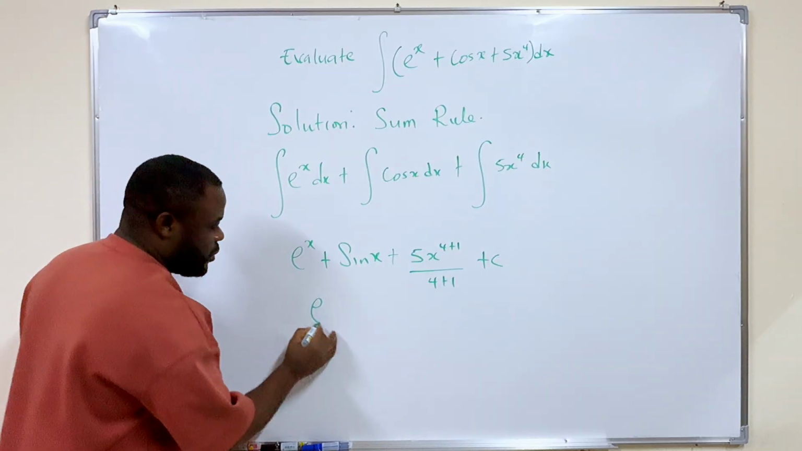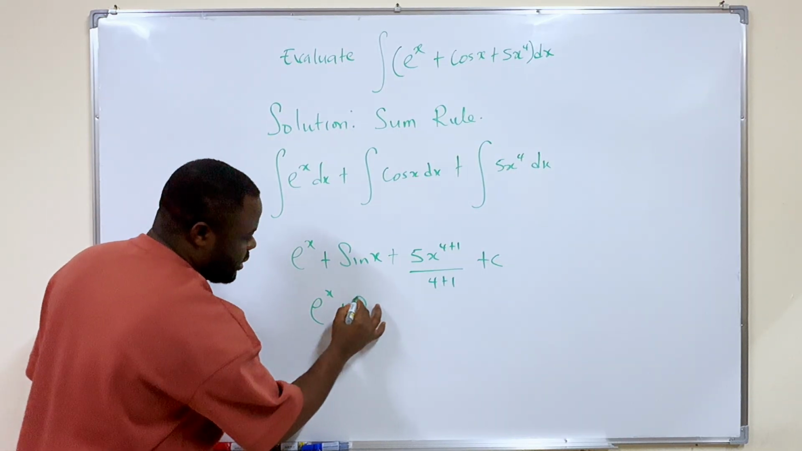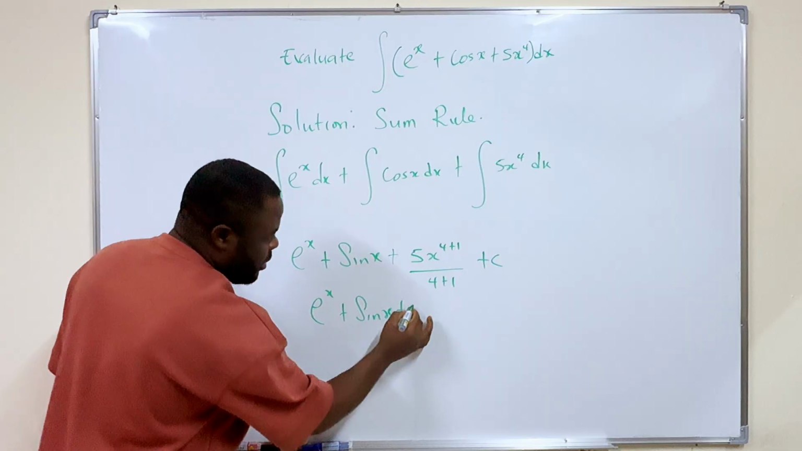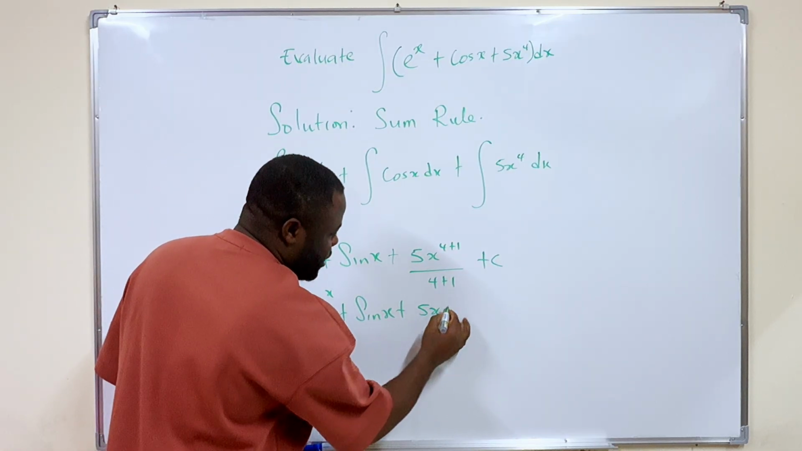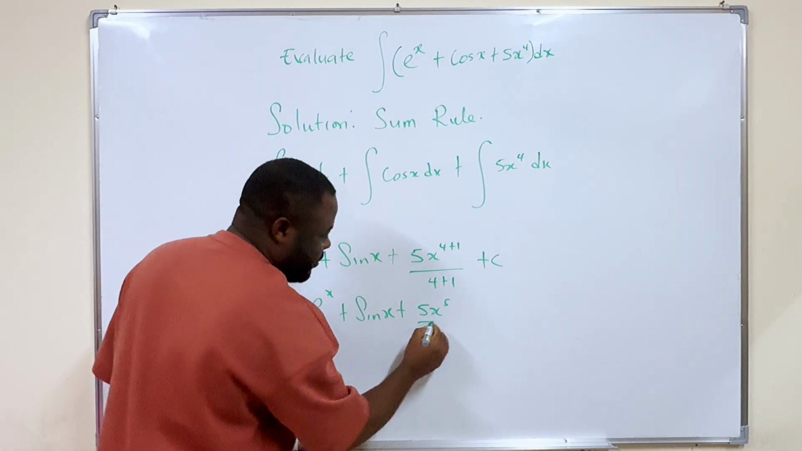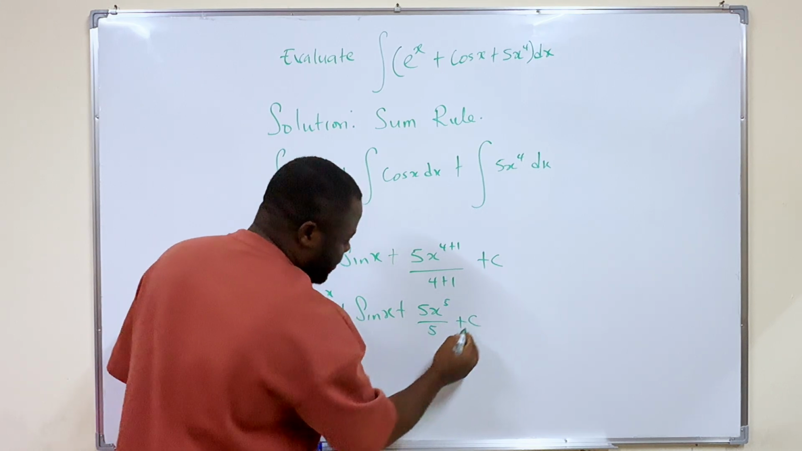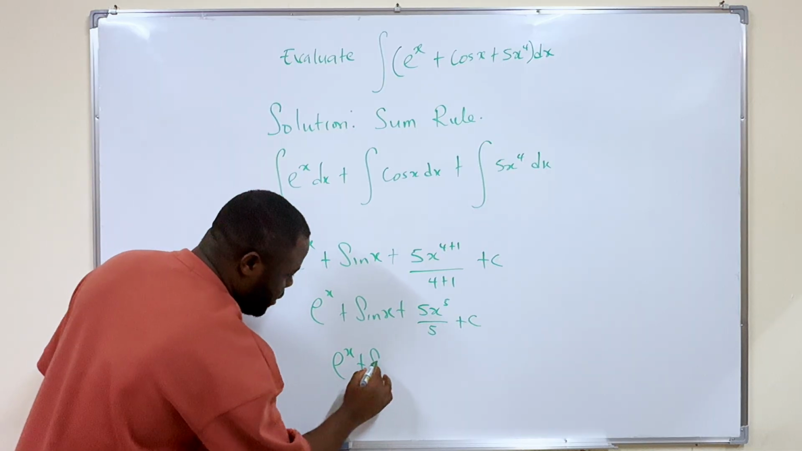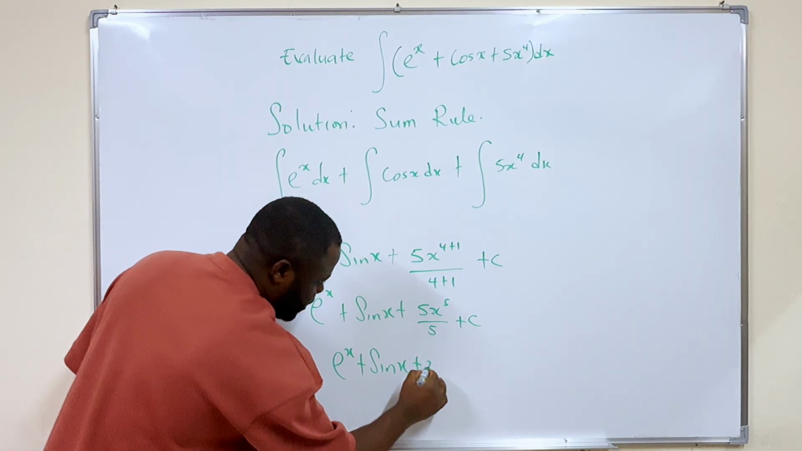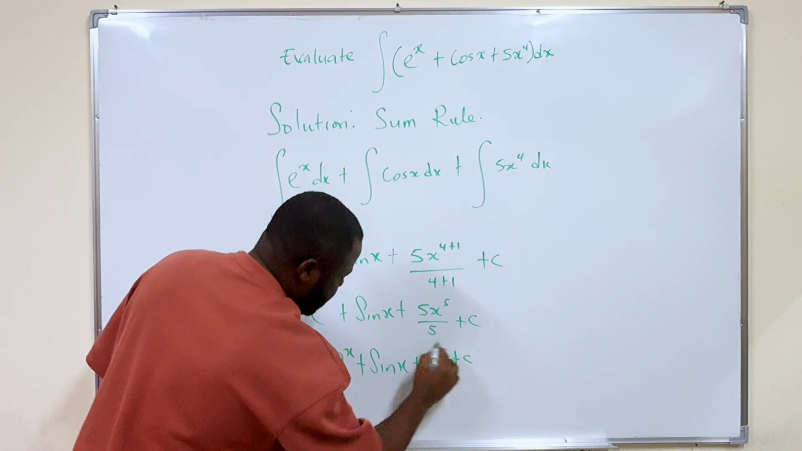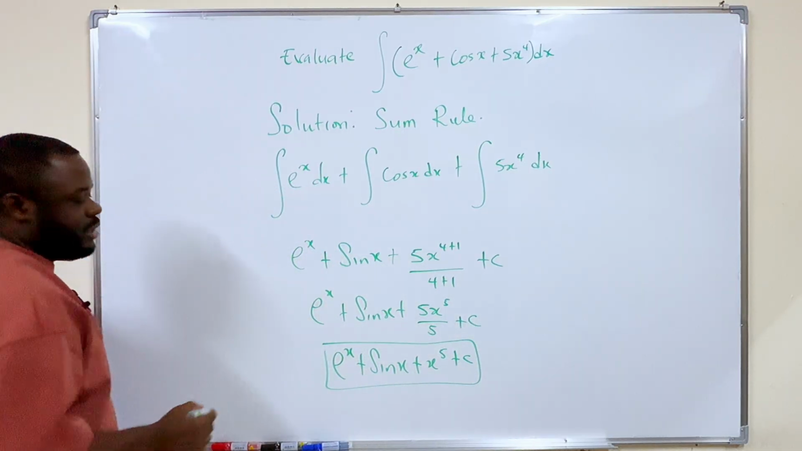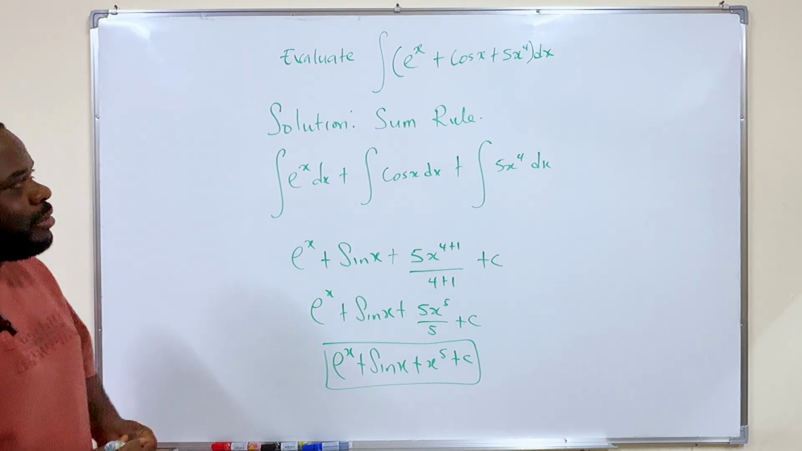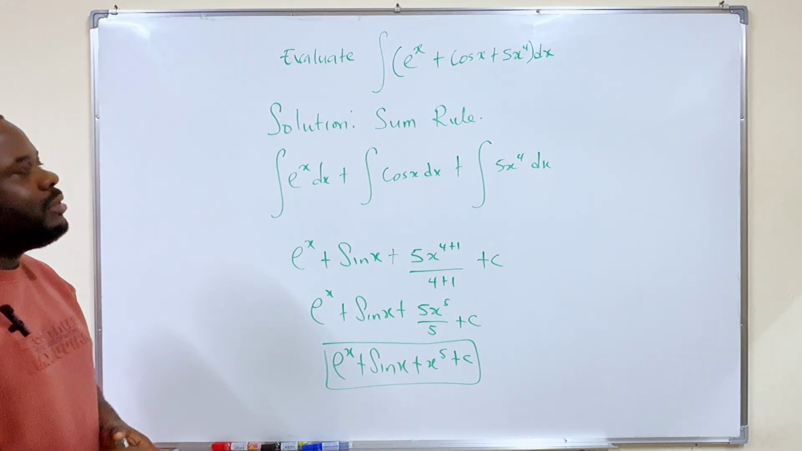All right, so this is going to give e power x, now sine x, plus 5x power 5, because 4 plus 1 is 5, over 5 plus c. So if we simplify, this will now give you e power x plus sine x, then plus x power 5 plus c. So that is how to evaluate this type of integration.